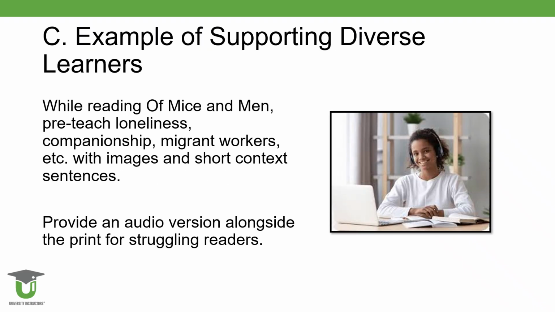While reading Of Mice and Men, it's helpful to pre-teach key concepts, such as loneliness, companionship, and migrant workers, using images and short context sentences. This gives students concrete reference points for abstract ideas and supports comprehension. Additionally, providing an audio version alongside the print text allows struggling readers to follow along, hear fluent reading, and better assess the narrative. These strategies make the text more accessible and help all students engage meaningfully with the story.